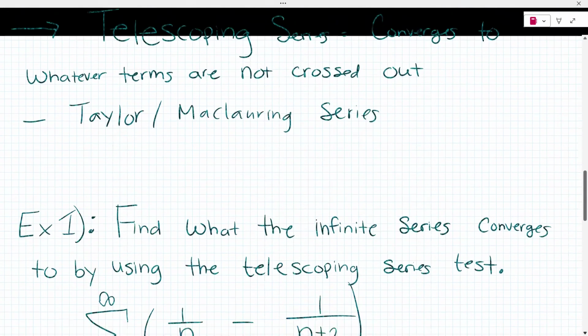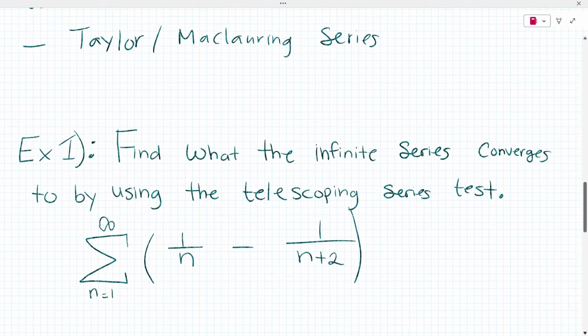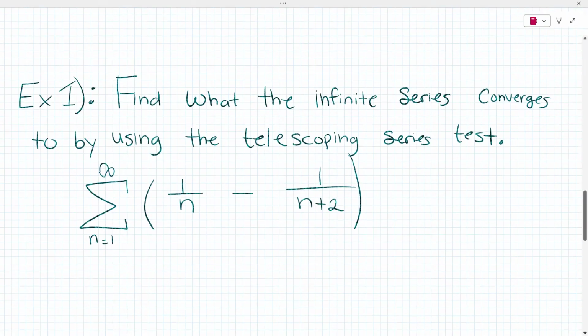Okay, so let's start with example one. Example one says, find what the infinite series converges to by using the telescoping series test. Now, in a real question, they're not going to be that nice. They'll not say use telescoping series. You know that if they ask you to find what it converges to, that's a big clue that you should use telescoping.